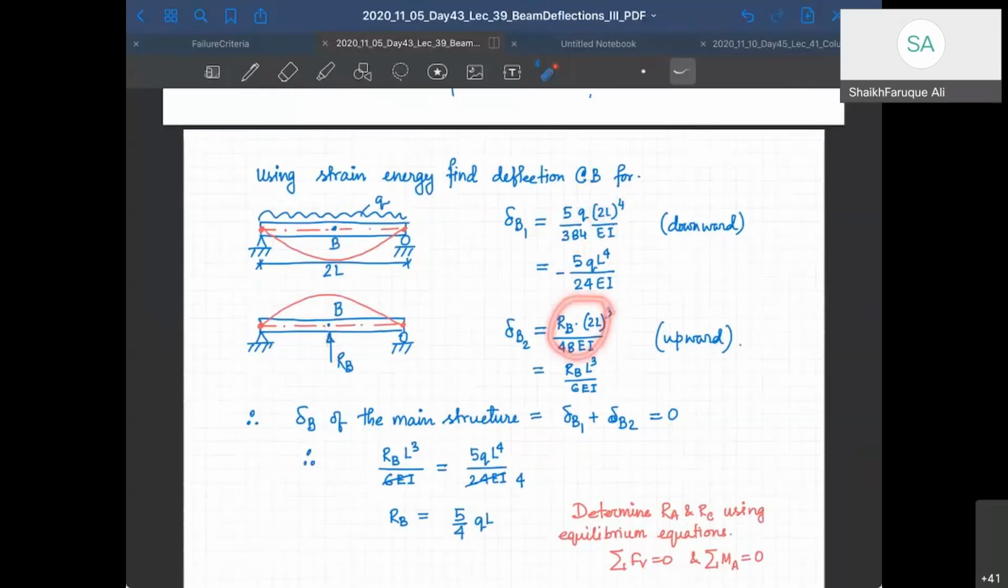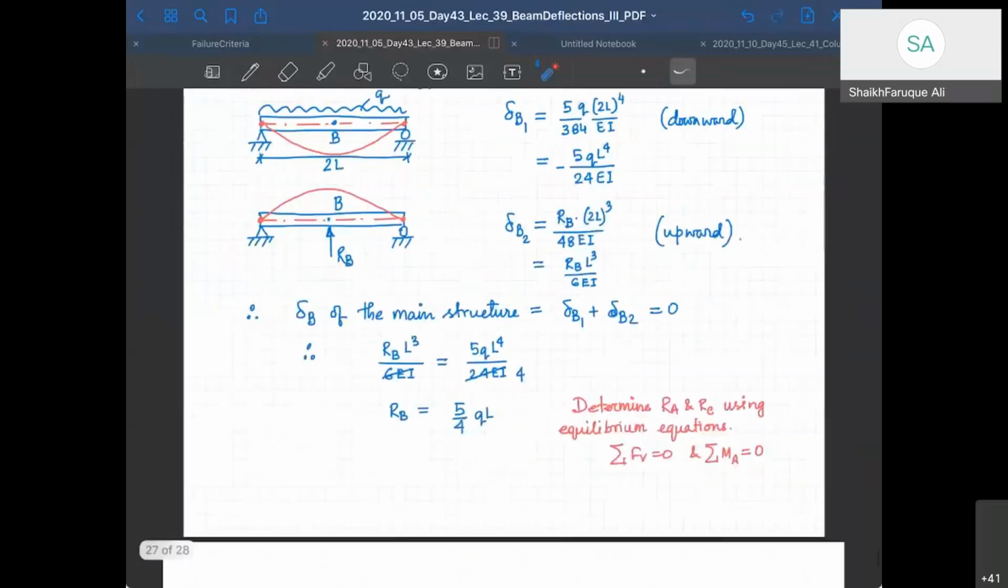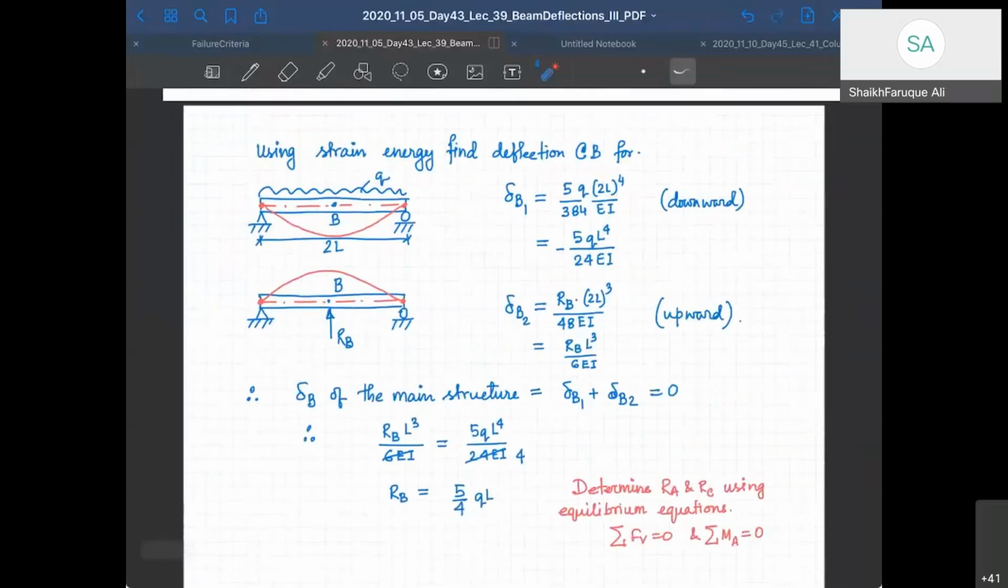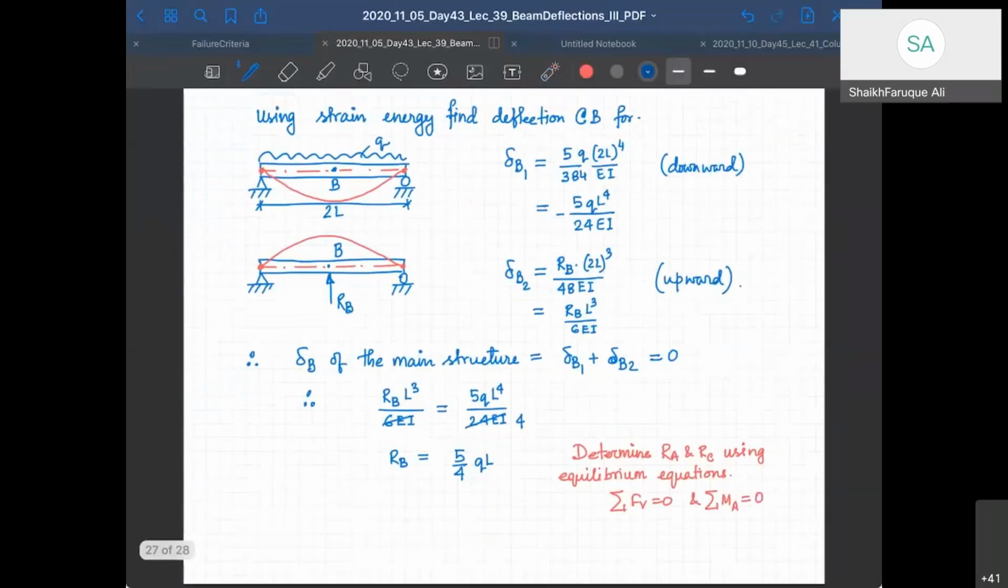It is PL³ by 48EI. Now instead of L, it will be 2L because the length becomes L and L. So this length is 2L, right? So it is RB(2L)³ by 48EI. That comes out to be this. Now both of these will add up to give me deformation at B of 0, so they should be equal. So when you put them, you get your RB as 5 by 4 QL. Once you know RB, I have only two unknowns and I can use two equations, summation FY equal to 0 and summation M about A equal to 0, to solve the complete beam. And that you can do yourself, right? Rest of the thing, do it yourself.